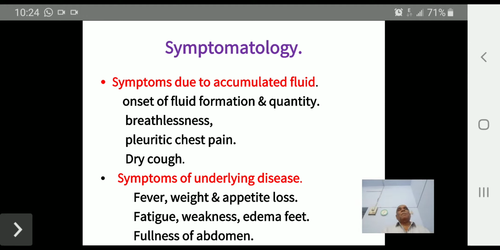Now the symptoms due to the underlying lung disease. There may be fever, weight loss, and loss of appetite. The patient feels some fatigue and weakness. Sometimes the patient may develop edema and fullness of the abdomen.